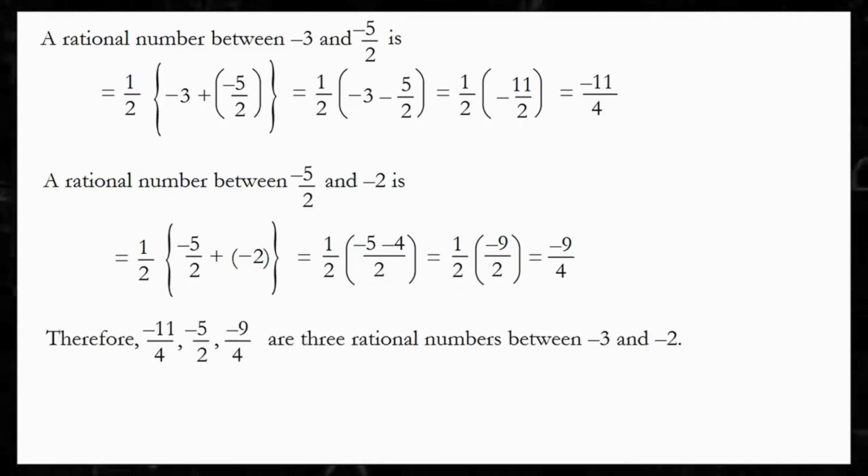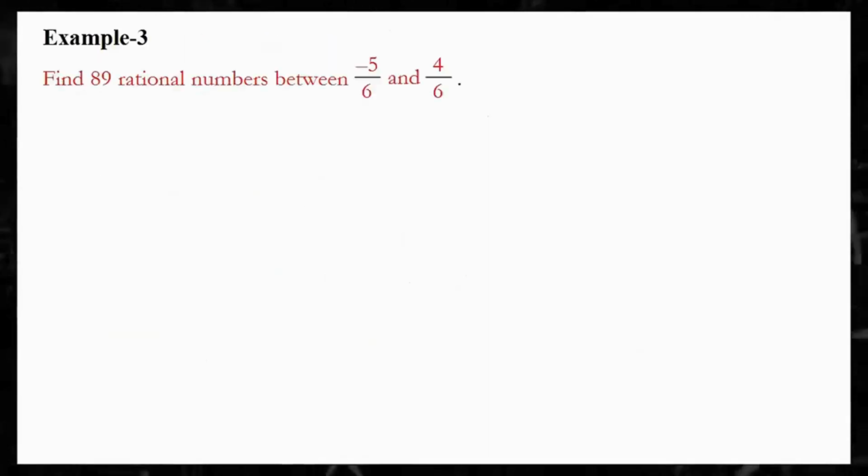Therefore, -11/4, -5/2, -9/4 are three rational numbers between -3 and -2. Example 3. Find 89 rational numbers between -5/6 and 4/6.